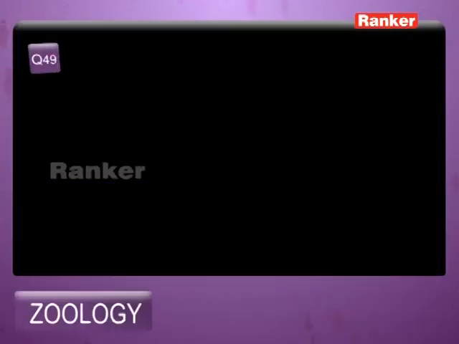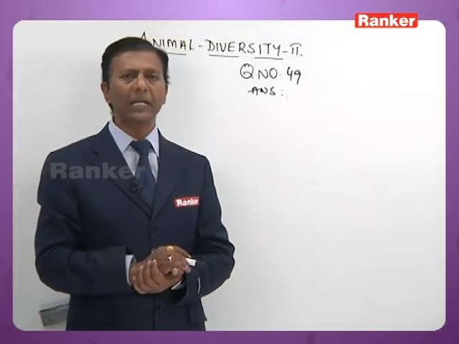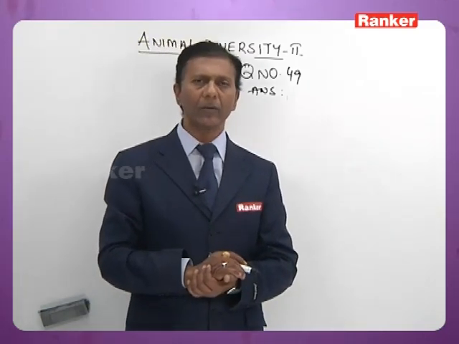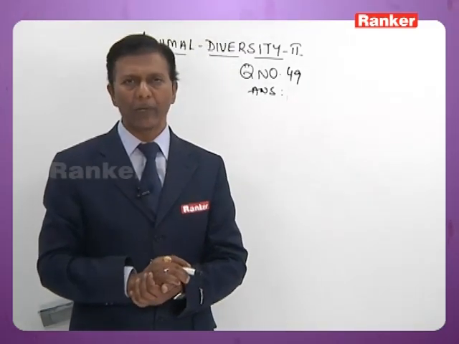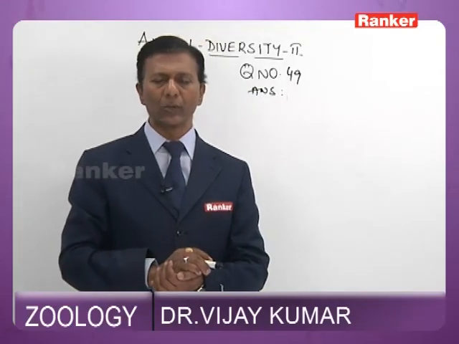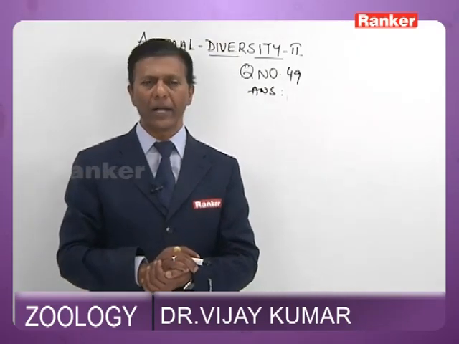Sphenodon. Now 49th question here now. Generic name of poisonous lizard is A. Heloderma, B. Draco, C. Chameleon, D. Hemidactylus. Among lizards only 2 of them are poisonous, rest of them are non-poisonous, as there is a misconception among people that even wall lizards are also poisonous.